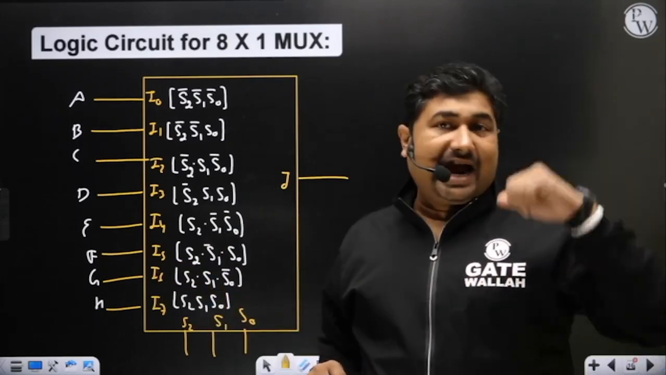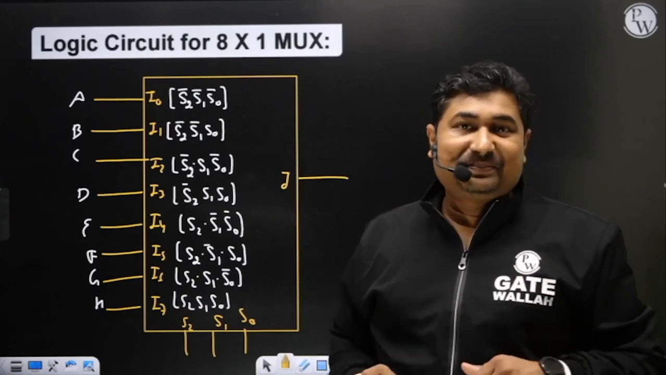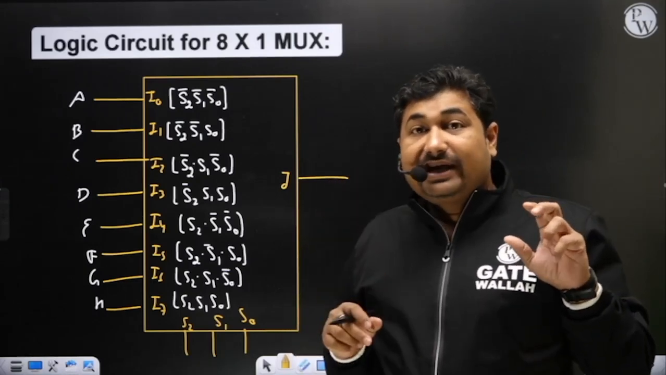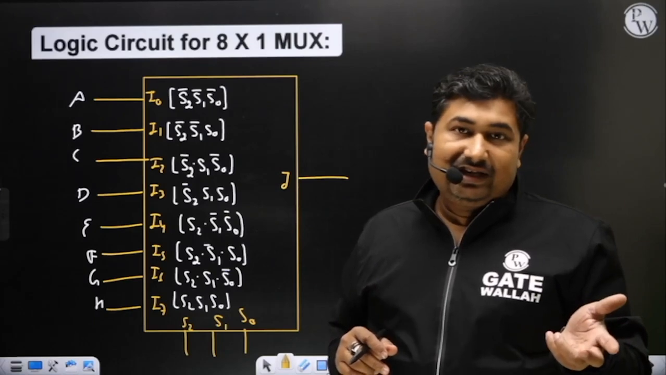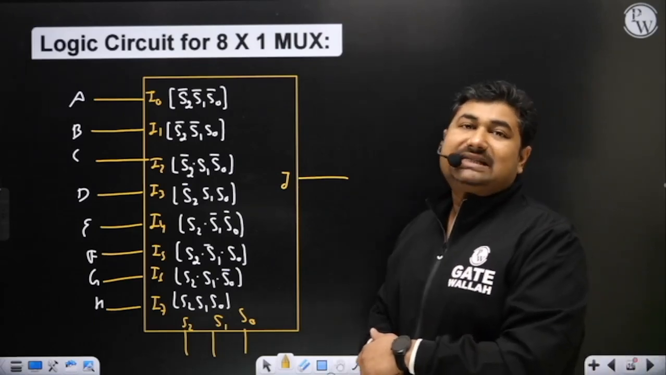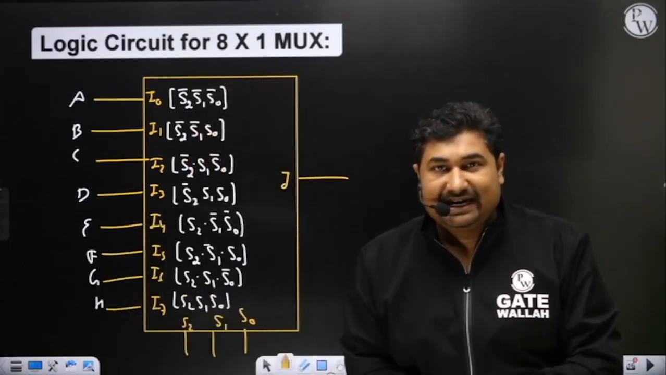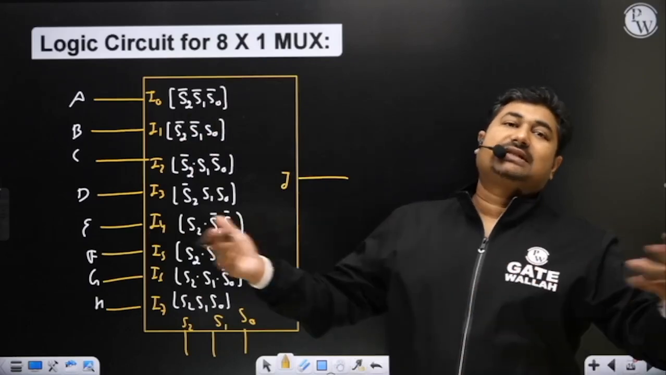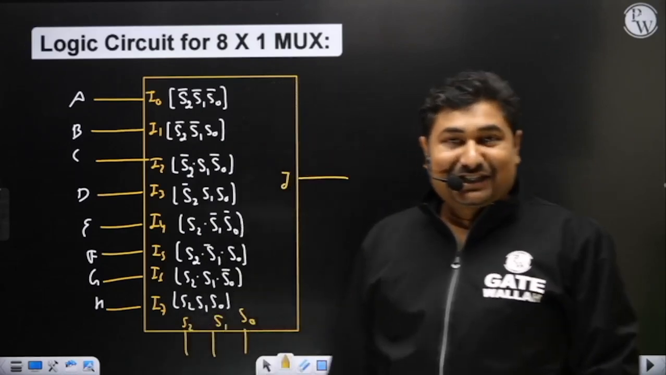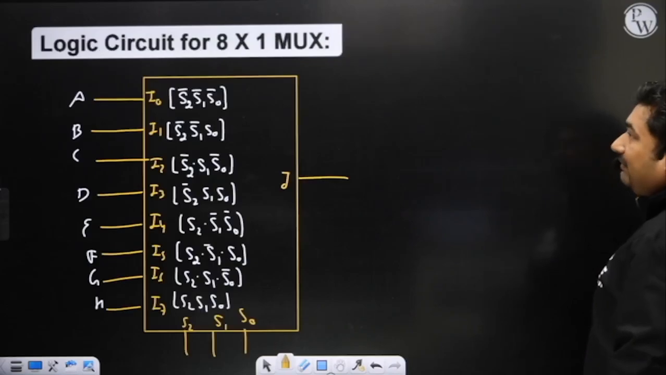How many AND gates are needed in a 256 cross 1 multiplexer? Sir, 256 AND gates. So the number of AND gates needed will be equal to the number of input lines. Is it okay? You'll remember this? Yes. Also, we have observed that a multiplexer has basic gates only, like AND gate, OR gate, NOT gate. And if a circuit is designed with the basic gates, then that circuit will become a universal circuit, because any function can be implemented by using basic gates. Is it okay? Great, sir. So up to this part, I am hoping everything is clear.